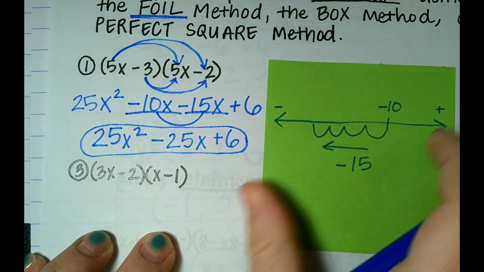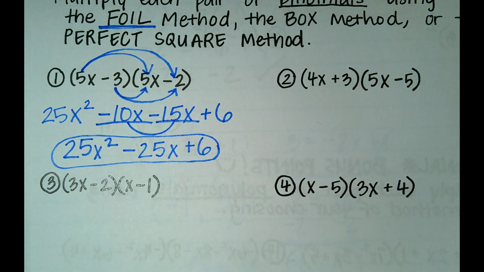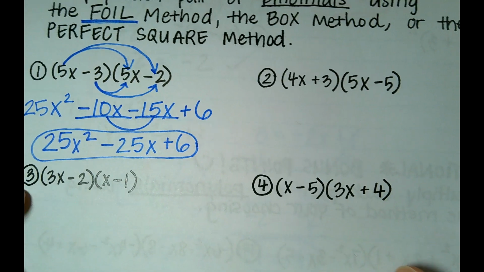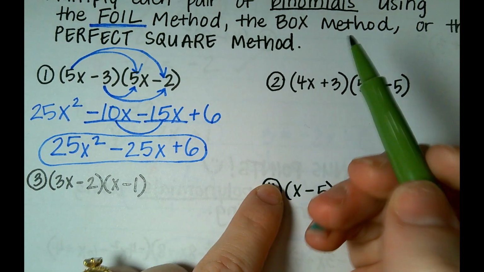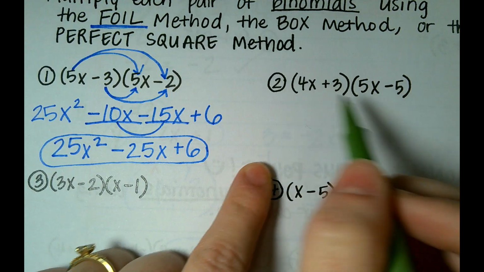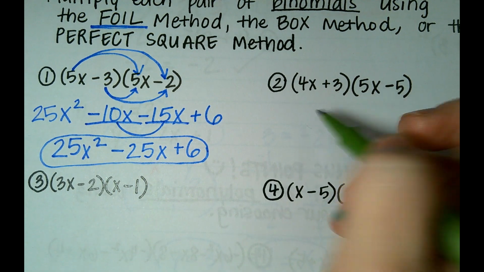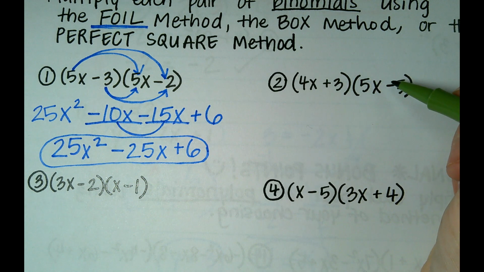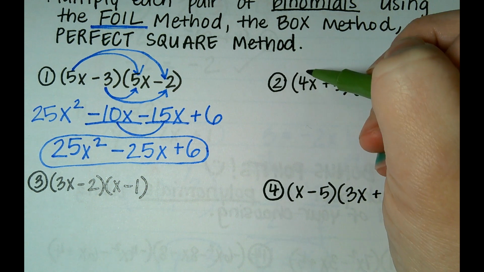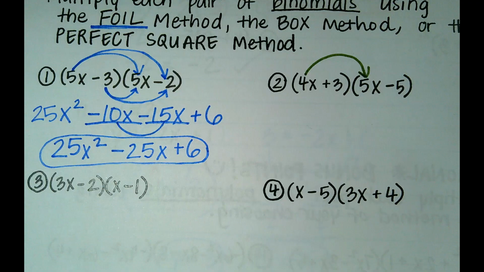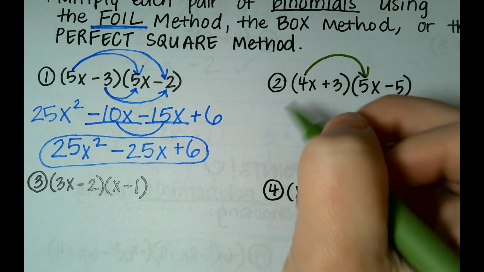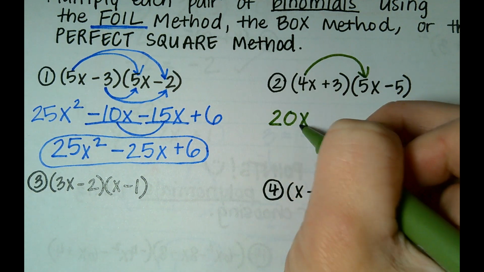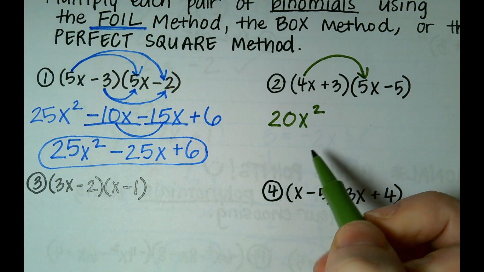Yes. Okay. Let's look at number 2, and we'll go over that FOIL method one more time. And then I'll show you guys the box method again, just to make sure if anybody does end up wanting to use it. So for the FOIL method, what terms do I multiply first in number 2? 4x times 5x. Yes, 4x times 5x. And what will that give me? 20x squared. Yes, 20x squared. That's my first terms.